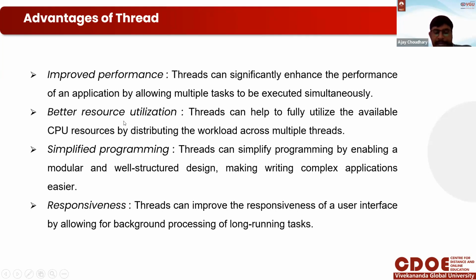Then what is better resource utilization? Threads can help to fully utilize the available CPU resources by distributing the workload across multiple threads. What is workload? In programming we have multiple programs, multiple lines of code. They complete through the processor, but we divide these single tasks into multiple small tasks, and put multiple tasks at one time, and follow the multiple threads environment.